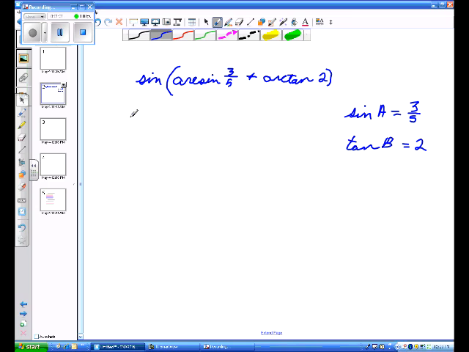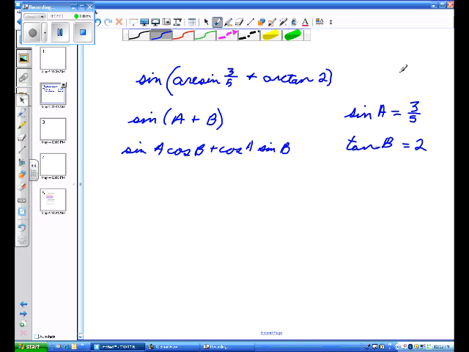So what we're actually trying to find here is the sine of A plus B. Whenever you deal with an inverse function or an arc function, you're looking for an angle. And so we're wanting the sine of A plus B. Well, we know from our sum formula that that's the same as the sine of the first, cosine of the second, plus cosine of the first, sine of the second.